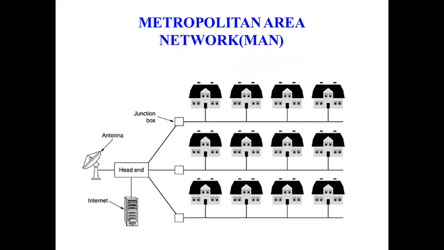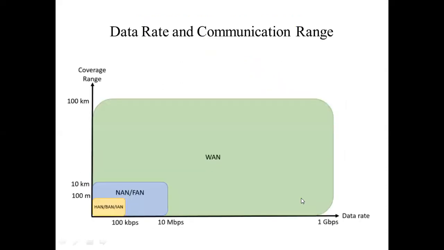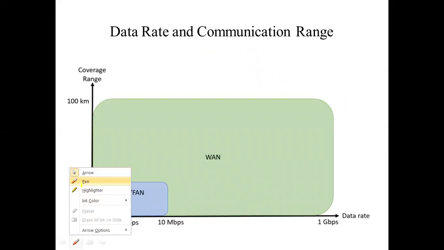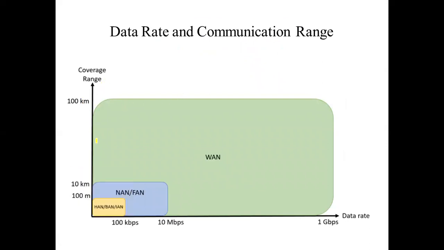This is the metropolitan area network. How is it happening here? In the metropolitan area network, you can see there is a head end. The internet is there, antenna is there. It's not direct. You're taking one connection and giving it to this house, this house, this house. So this is the connection you can do. Here the range is 100 kilometers.